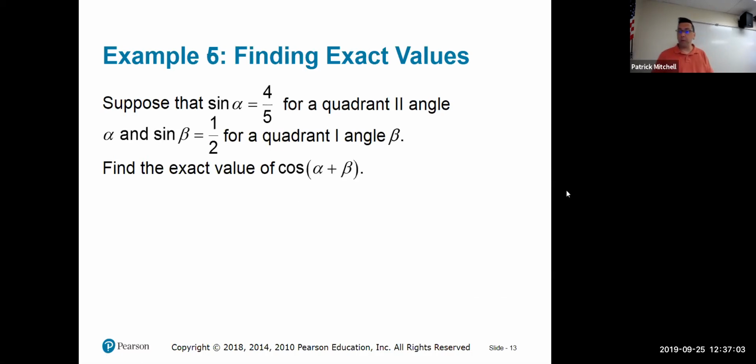Okay, so this is what we've been working up to. All of our hard work in examples 4 and 5 is going to pay off now. We're given that the sine of alpha is 4/5. Alpha is in quadrant 2. The sine of beta is 1/2. Beta is in quadrant 1. That is enough information to find the exact value of cosine of alpha plus beta. Okay. So remember, the cosine rhythm, cosine, cosine, minus sine, sine. Cosine is the one that changes sign in the middle when you expand it out.